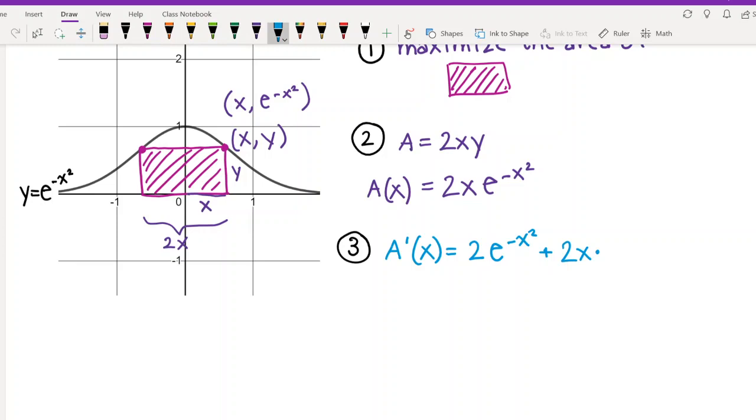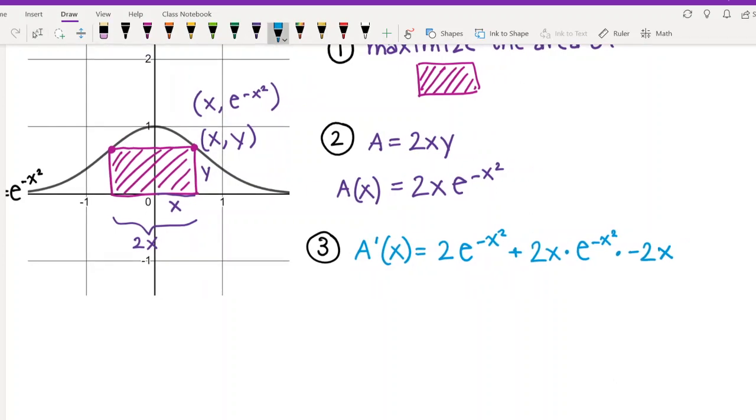So what's the derivative of e to the negative x squared? Well, we have to use the chain rule. So the first part of the chain rule just kind of repeats e to the negative x squared. And then we multiply by the derivative of the exponent. So what's the derivative of negative x squared? It's negative 2x. So we can simplify this to 2e to the negative x squared minus 4x squared e to the negative x squared.